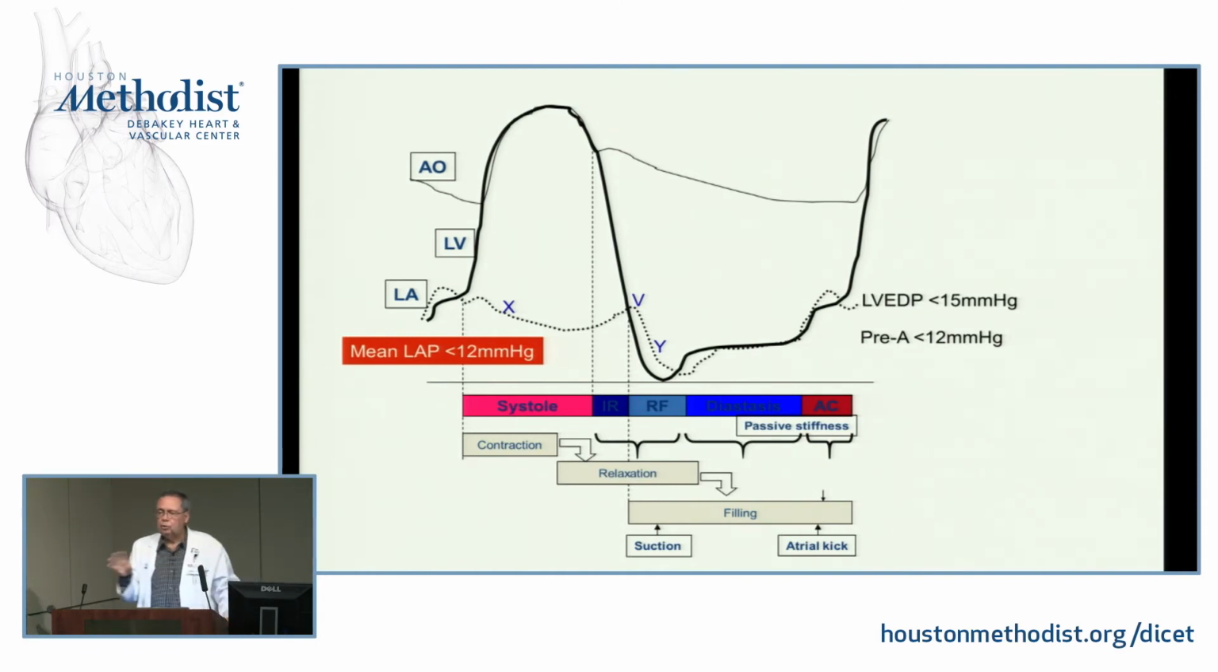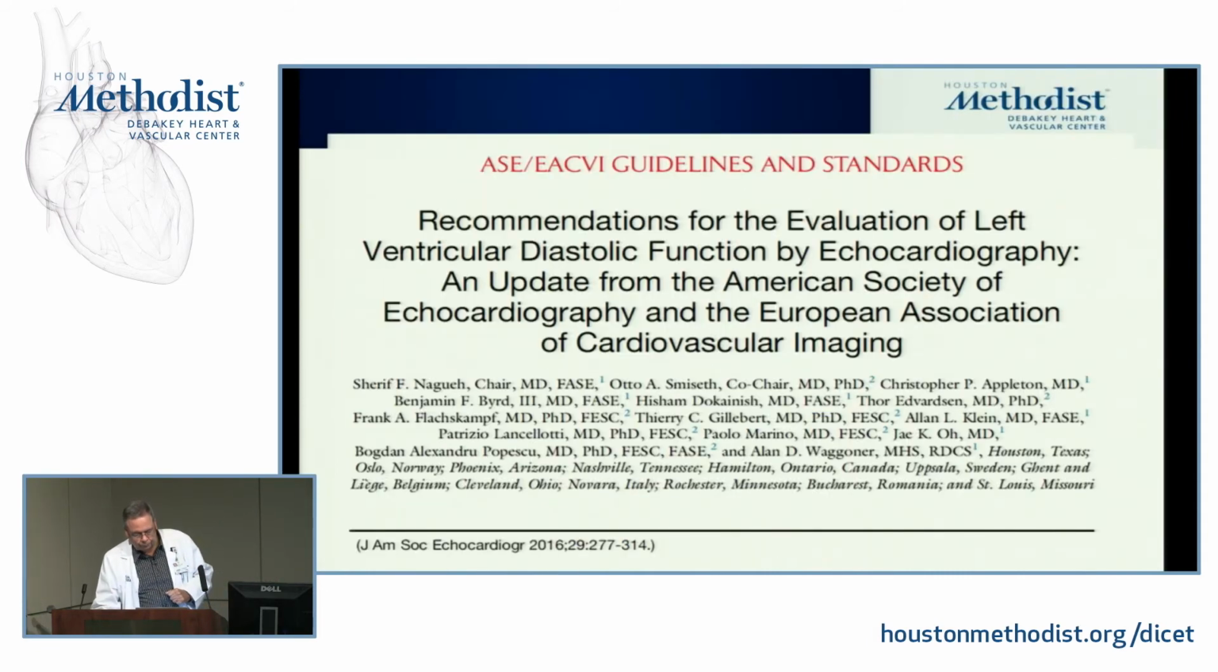If you don't give those three numbers, if you only give 120/22, you have no idea what's going on with the LAP. So get yourself in the cath lab in the habit of reporting all three of them: systolic, pre-A, EDP. Because that's the only way you can tell people what the LAP is likely to be, because they are actually pretty close. And this is the update of the recommendations.